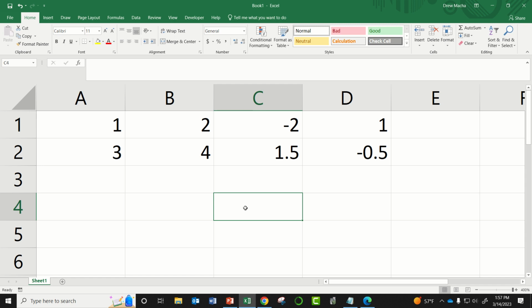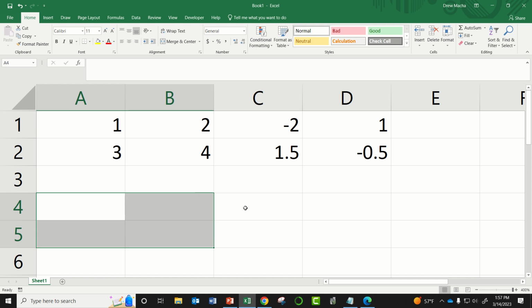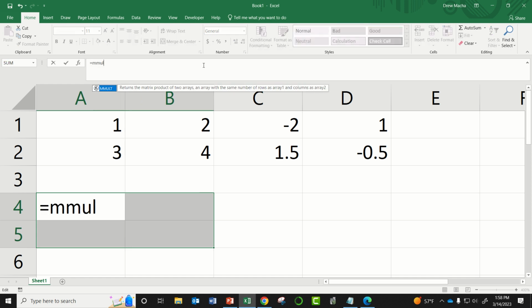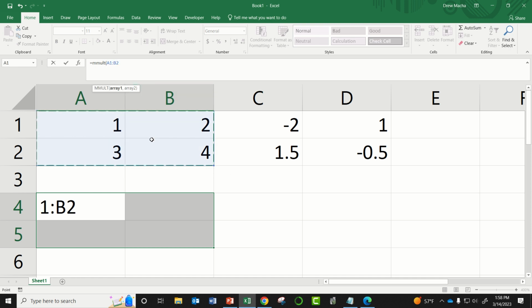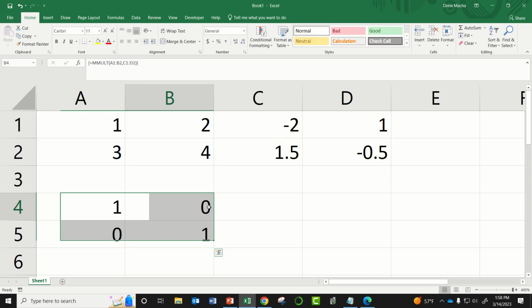I'm going to test whether this is really the inverse matrix. In the formula bar, I'm going to type in equals MMULT, for matrix multiplication, then select the first matrix, comma, the second matrix. This is what I get if I multiply these two matrices. Of course, the resulting product matrix is 1, 0, 0, 1, which is the 2 by 2 identity matrix. That confirms that I did my work correctly and found this matrix inverse properly.